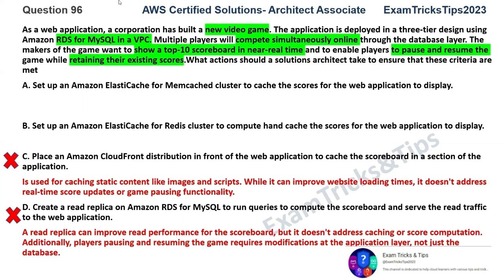Both the remaining options involve a cache, and that's what we hinted at: for such a fast-paced gaming application with simultaneous members and a top 10 scoreboard in near real time, you need some sort of caching solution that can go with your Amazon RDS. Both solutions, ElastiCache Memcached and Redis cluster, go well with Amazon RDS. But I would like to find the differentiating factor here. I'll take you to an example from AWS, and that would make our choice clear between A and B.